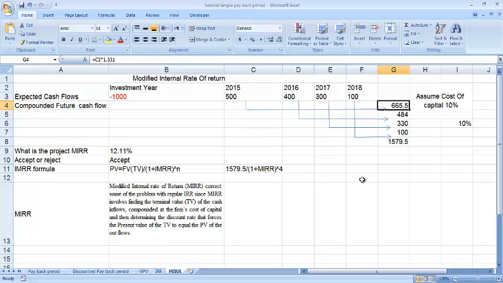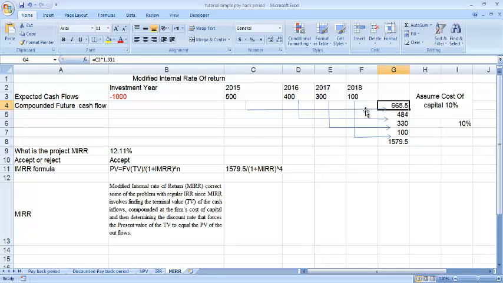So we are having our example, the same one. Our investment here, we have an outflow of $1,000 cash outflow in 2015, the first year in the project. Expected cash flow is $500, then $400, $300, and the last year of the project, 2018, is $100.